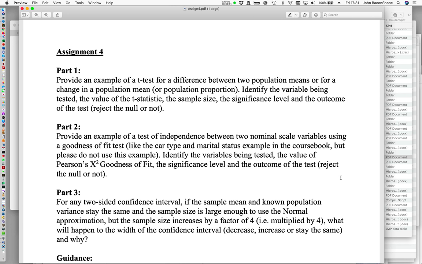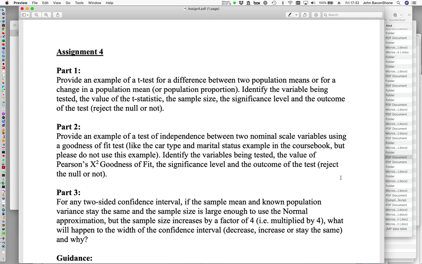Again, I don't need you to provide me with the paper, but provide me with the context of this t-test, right? So either a difference in population means or a change in population mean or proportion. So for this example, I need you to tell me what is the variable being tested, what is the value of the t-statistic, the sample size, the significance level, and the outcome of the test.